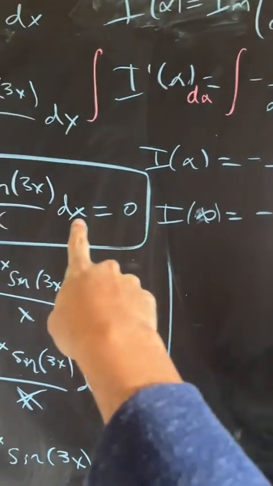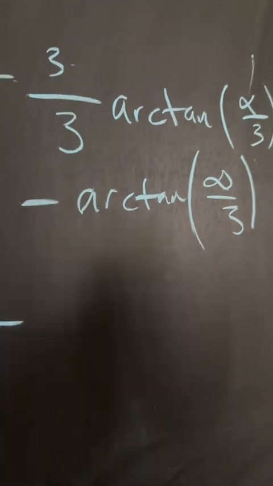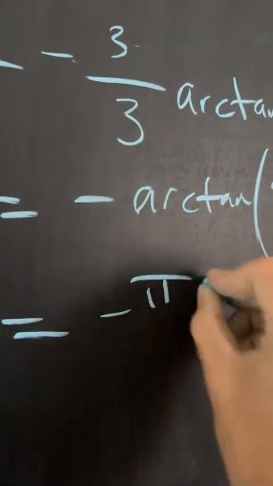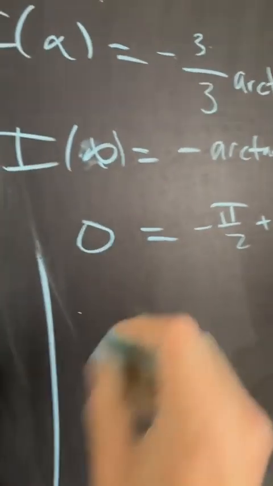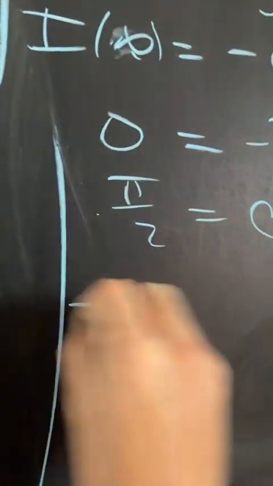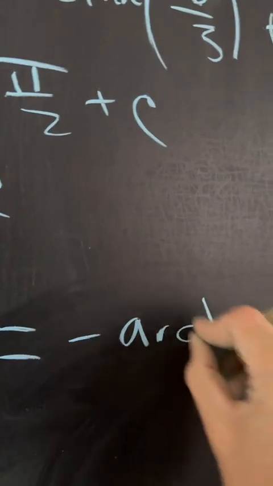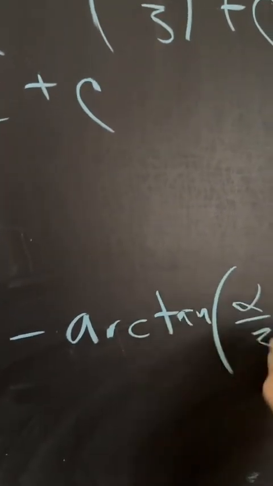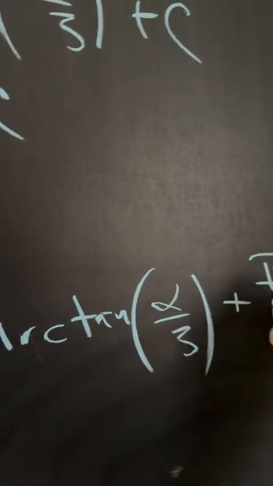We know that this was going to equal 0 since we have that here, 0. And then arctan of infinity is just pi over 2. So we have negative pi over 2 plus our c. And we know that now pi over 2 is equal to our c. So our original integral, I of alpha, is equal to negative arctan of alpha over 3 plus pi over 2.